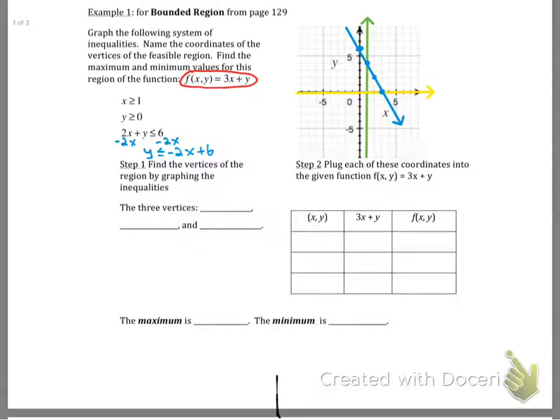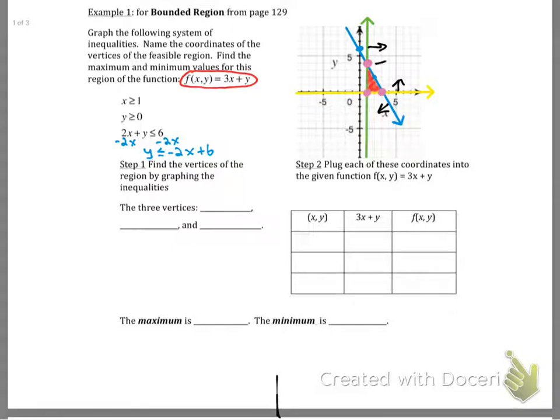All right, so as you can see right here, if I shaded, x is greater than, I shade to the right, y is greater than, I shade up, and then y is less than or equal to negative 2x plus 6, I'm going to shade below the line. That little triangle will be my bounded feasible region. It will have 3 vertices. Those pink points are the 3 vertices, the points of intersection.